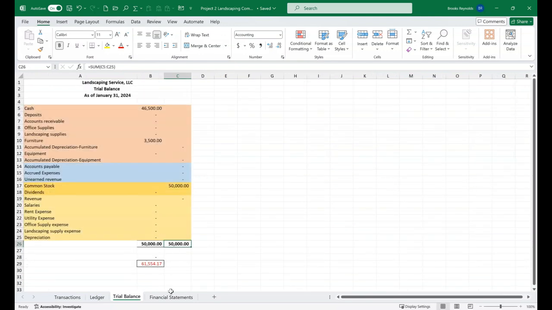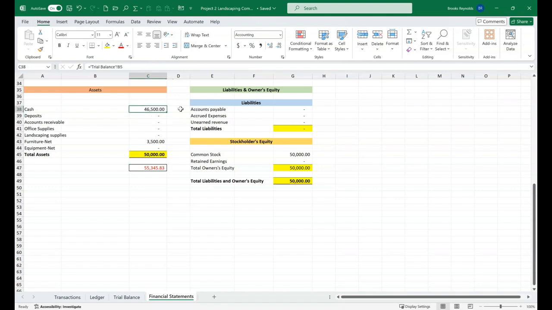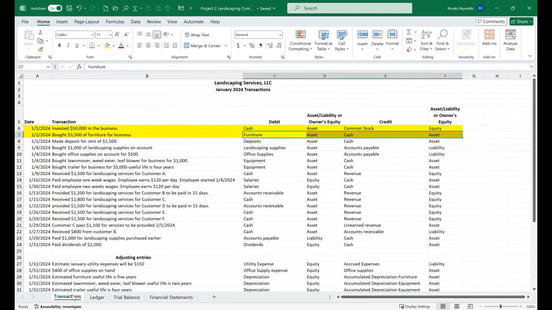All right, and then I go, so that's good. And now my balance sheet is correct. Assets are equal to 50,000. Total liabilities and equity equal 50,000.